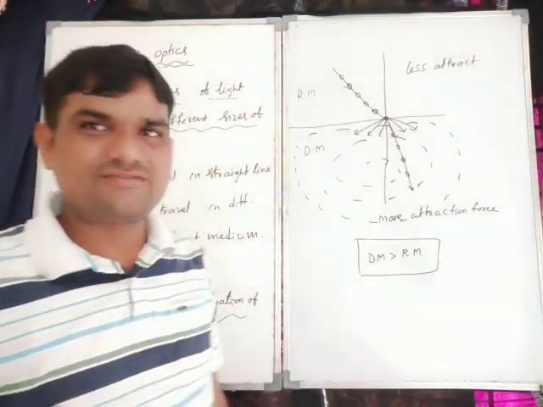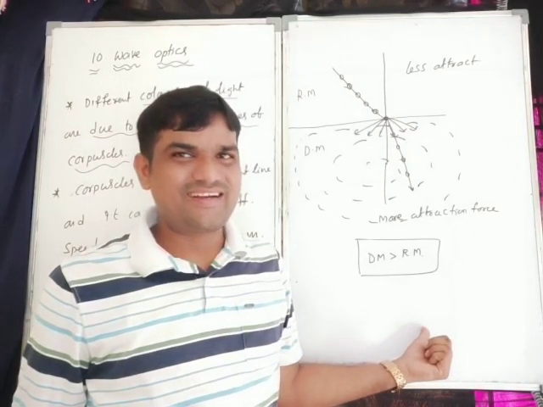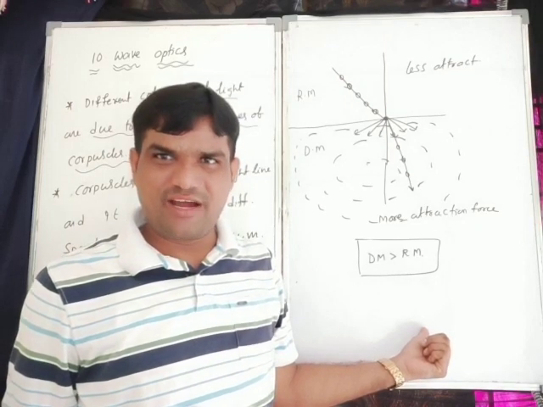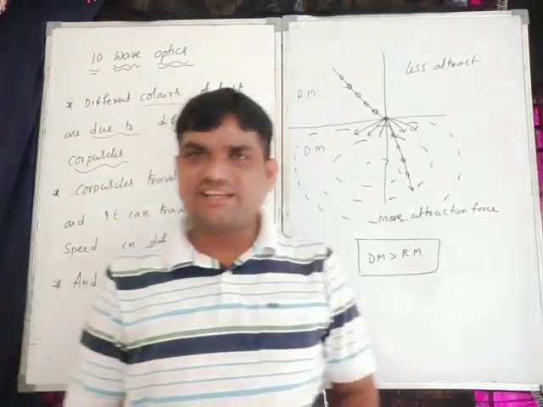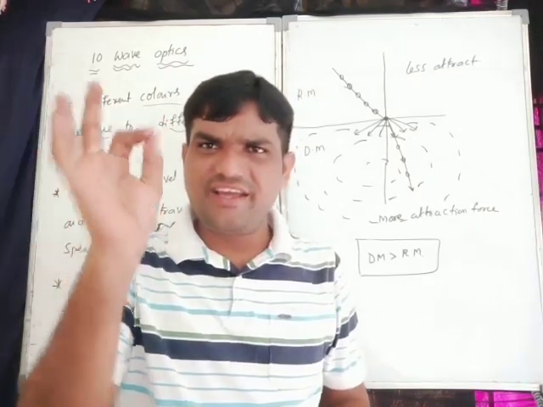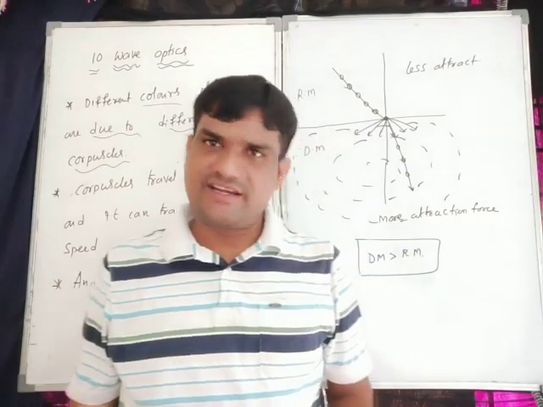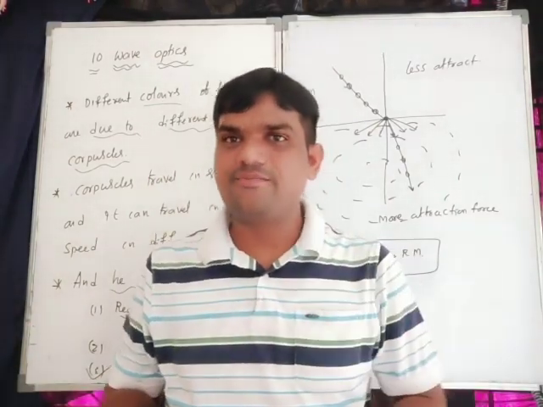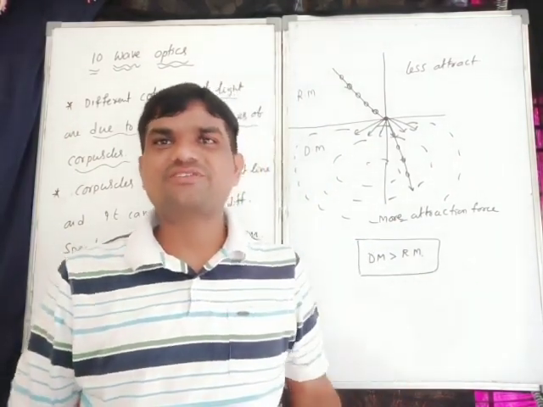This point was given by Newton, but experimentally it is not correct. Experimentally, it was shown by our famous scientist Foucault that the speed of light is more in the rarer medium and less in the denser medium. So this is the drawback of Newton's corpuscular theory.